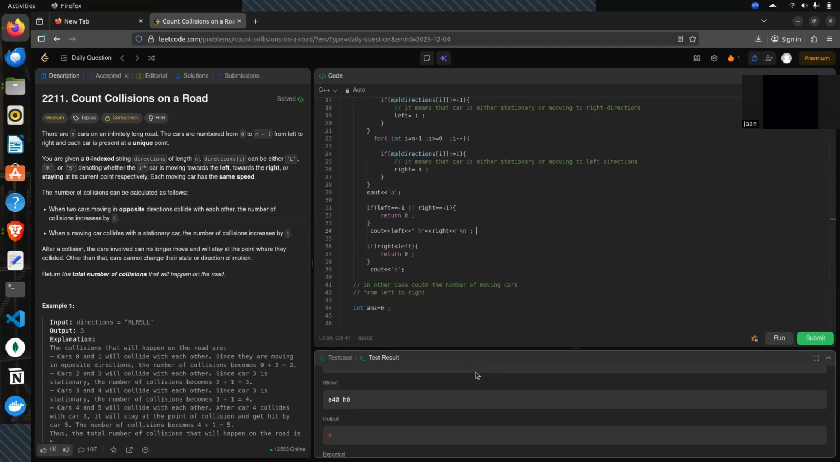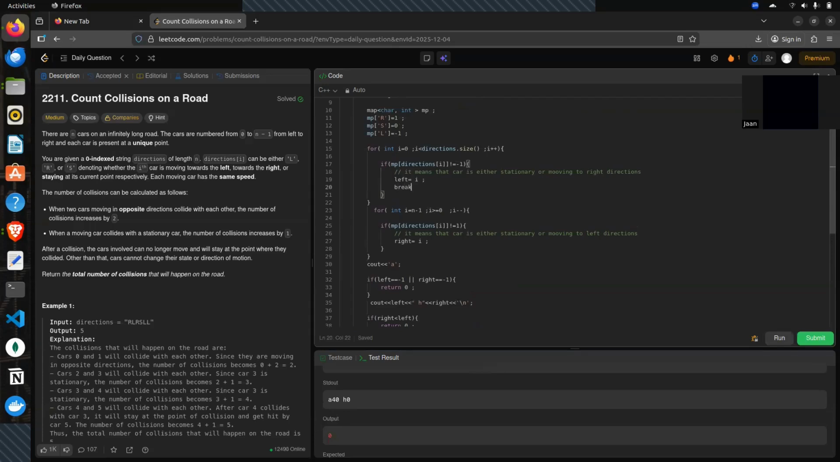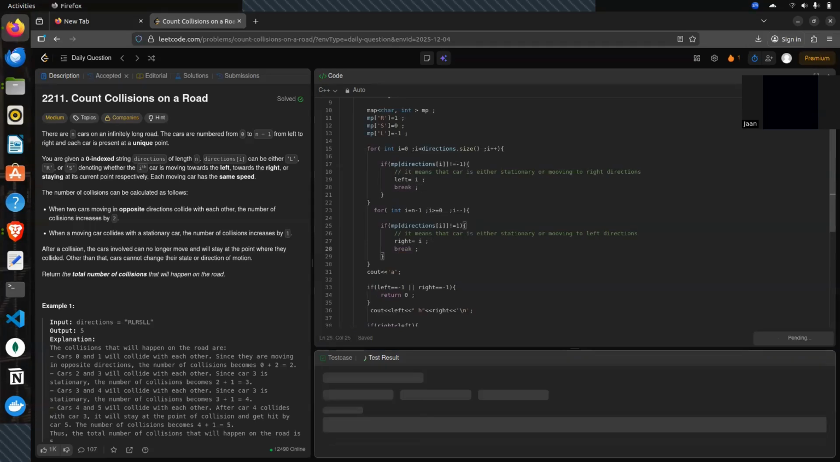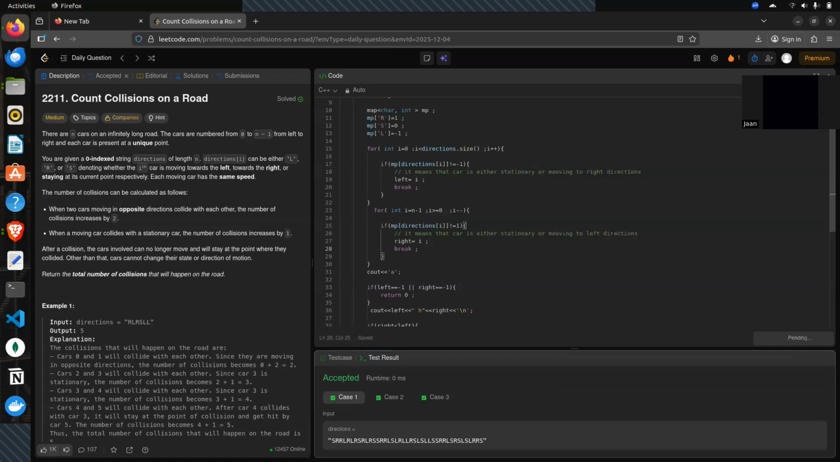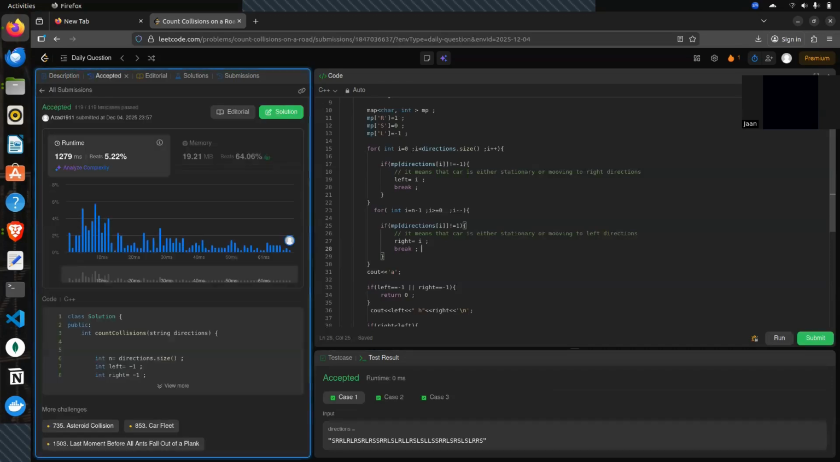So left is -1. Okay. The most important thing is that I forgot to add the break, and now it should pass. So it got AC. That was an easy question.